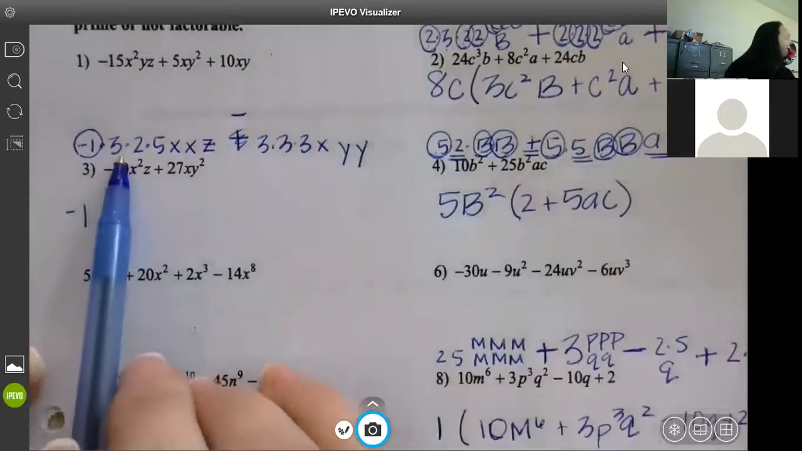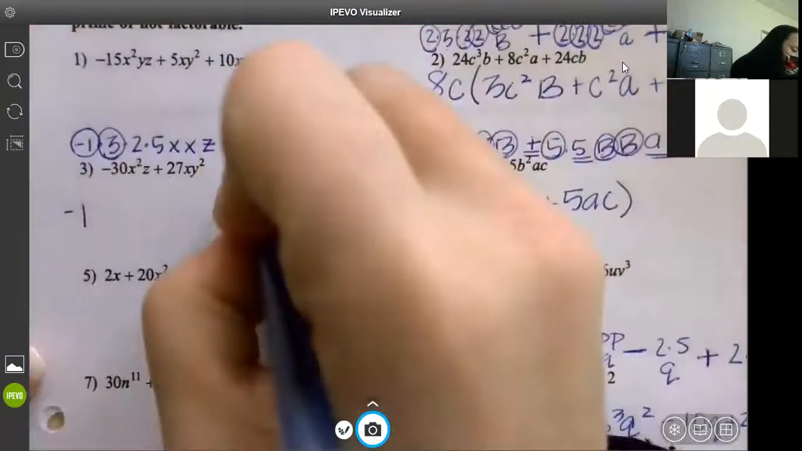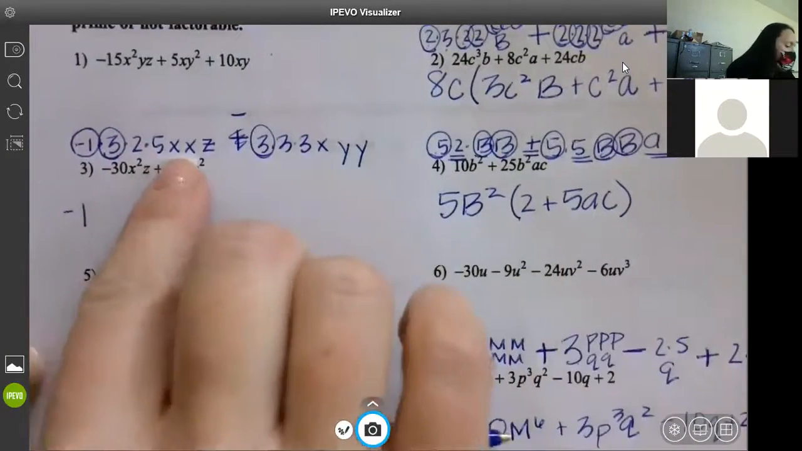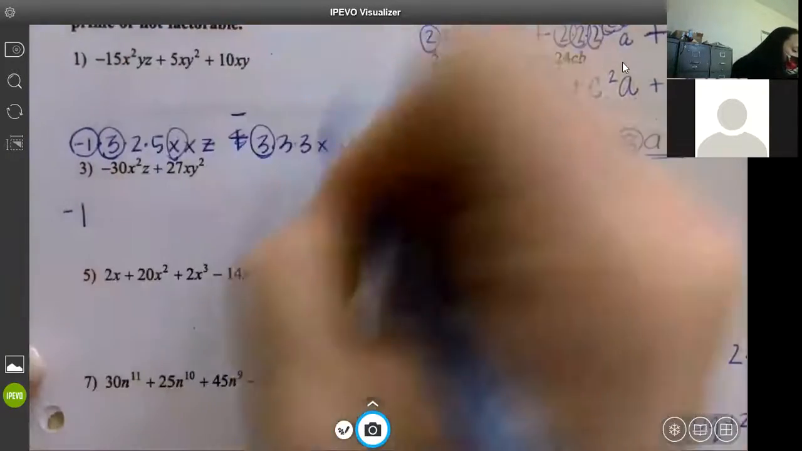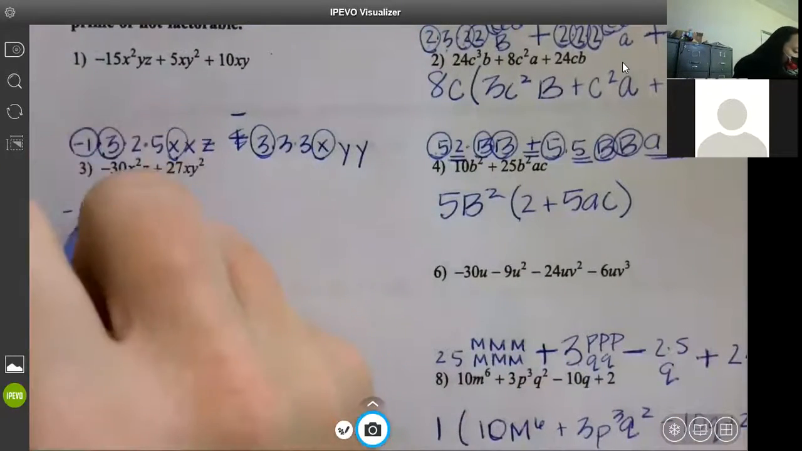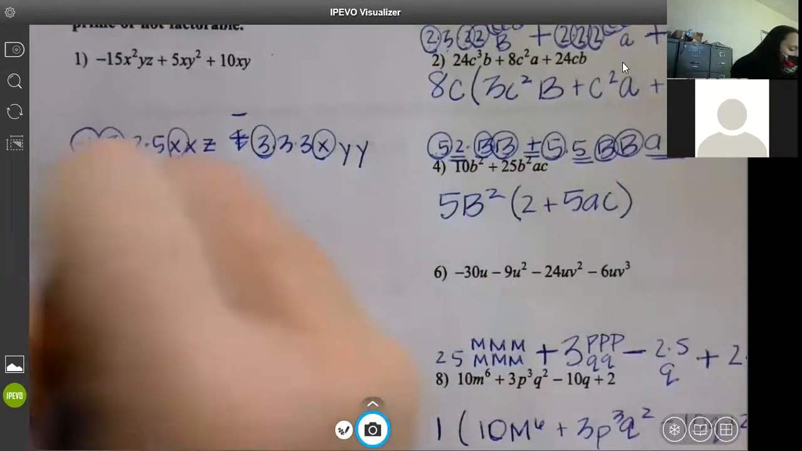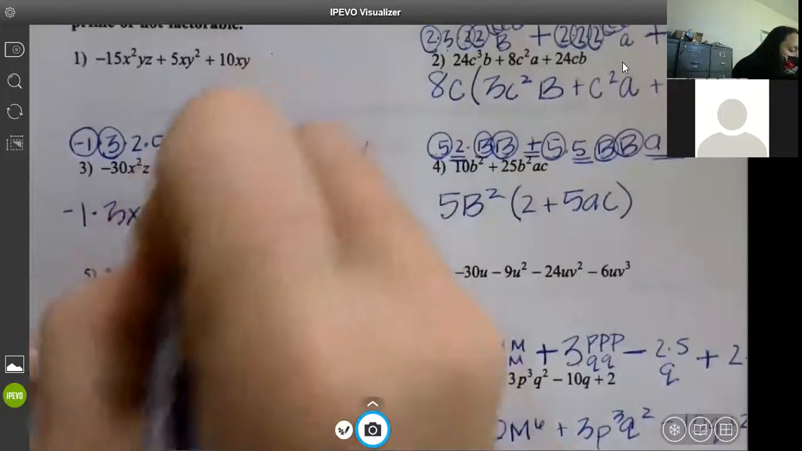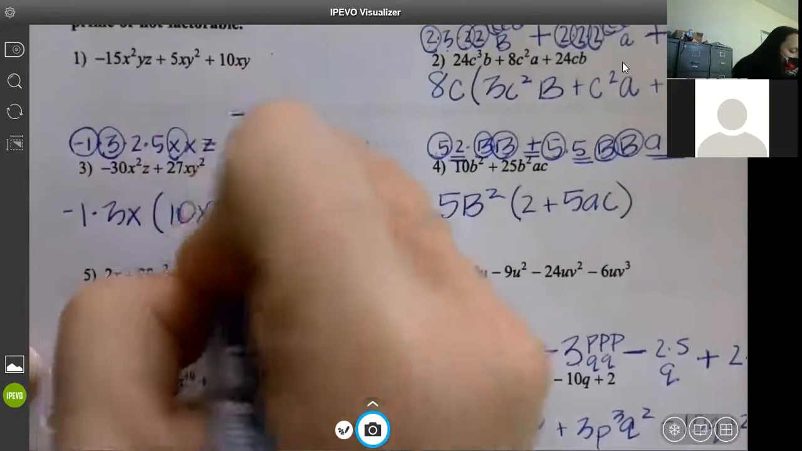Do they have a 3? Yes. Do they have a 2? No. Do they have a 5? Nope. Do they have an x? Just 1. They don't have a z, so that's your GCF. So a -1, 3, and x. We left 2 times 5 is 10, xz.